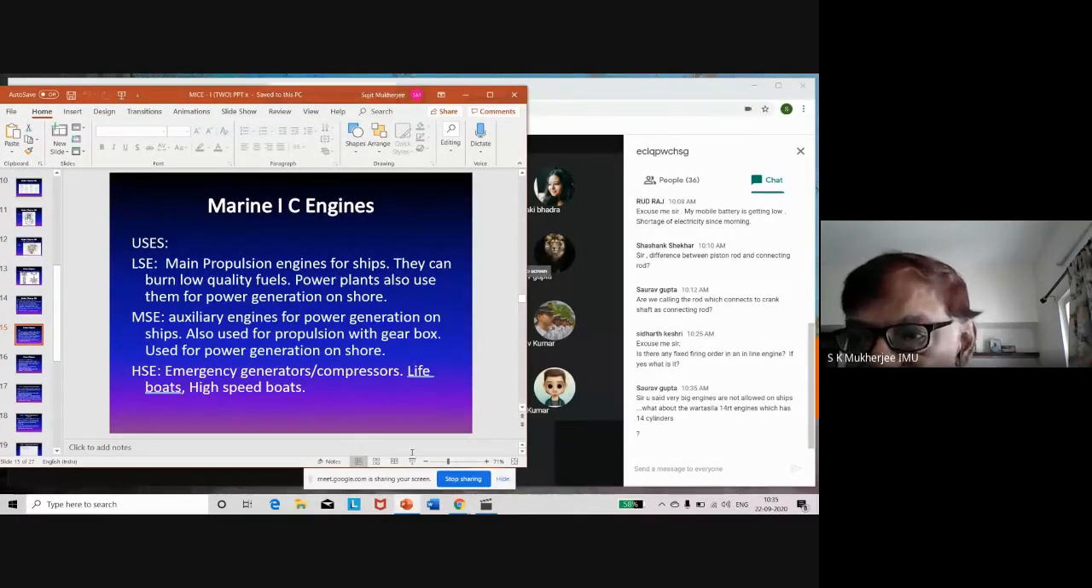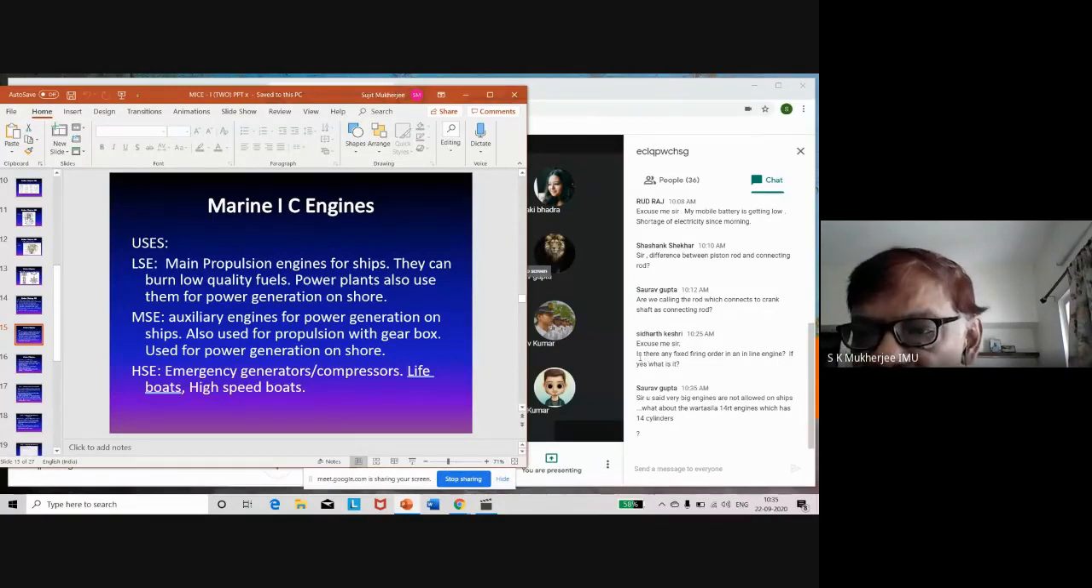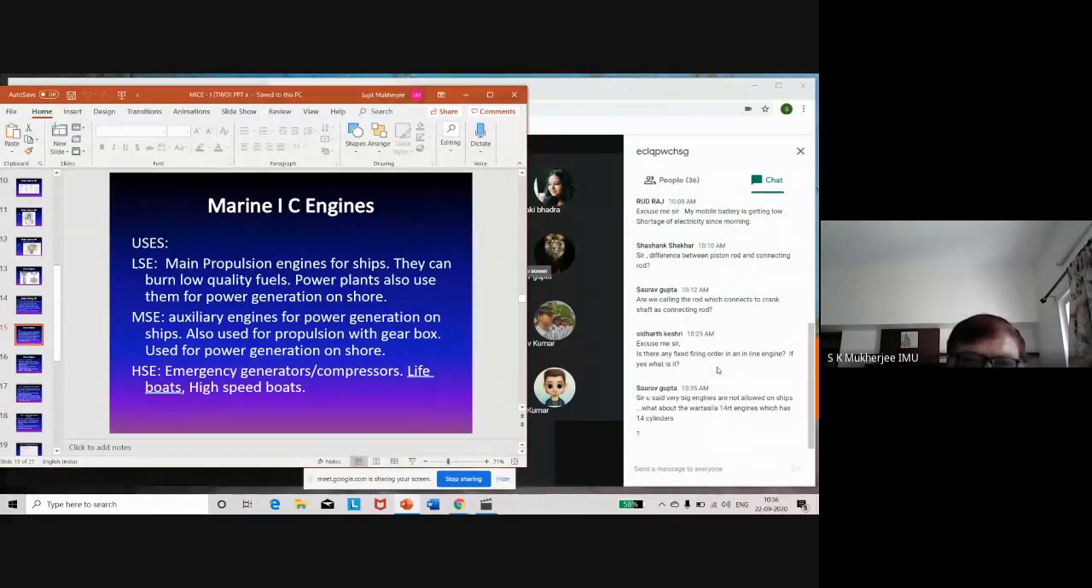Somebody has a question. Is there any fixed firing order in an inline engine? If yes, what is it? There has to be a firing order of the engine. It depends on the crankshaft positioning. In other words, there has to be some balance. Suppose a 4-cylinder engine, it might be 1-3-2-4 or 1-4-2-3.